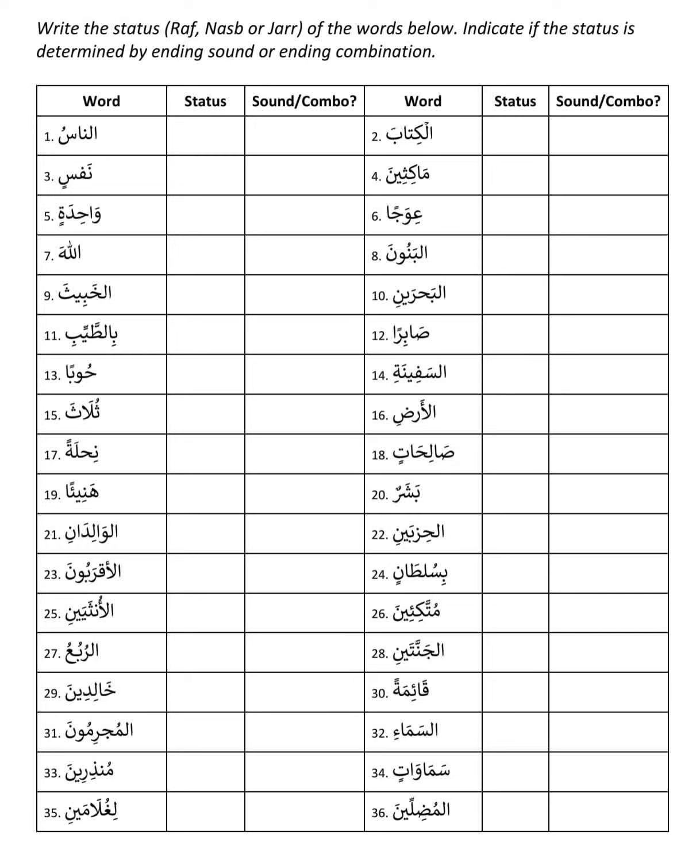So if it is a sound, with u, a, e or un, in, you can easily figure out rafa, nasib, jar. If it is a combo, ani is rafa, aini is nasib or jar. And una is rafa, ina is nasib or jar. And atun is rafa, atin is nasib or jar. That's it. This is the entire idea. If you can write down what I said last, you can easily figure this out.